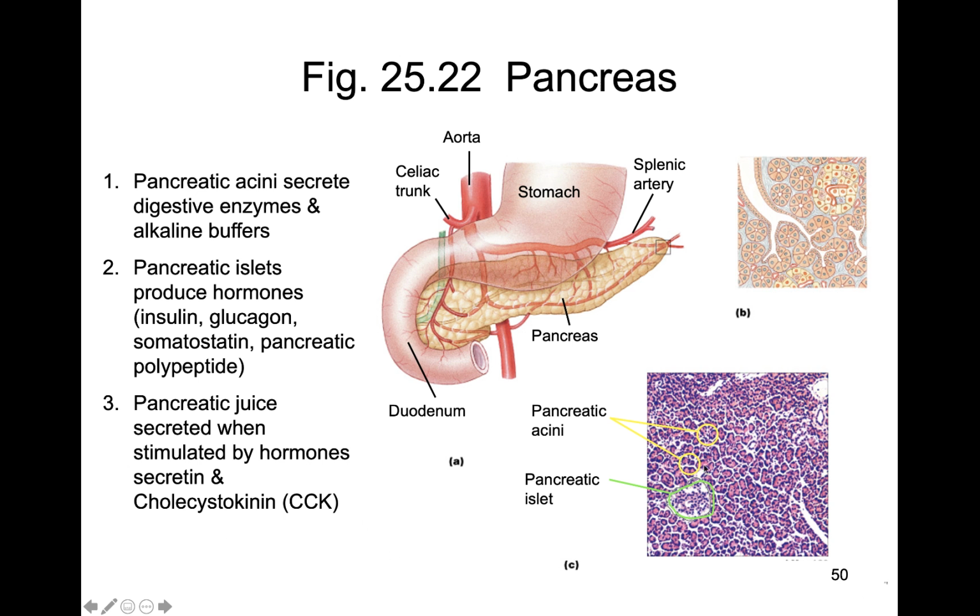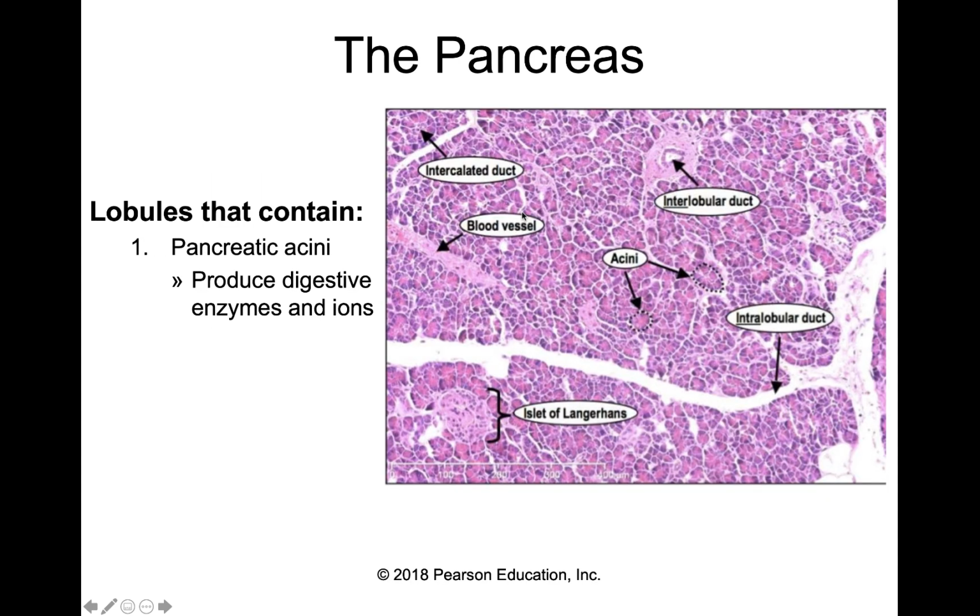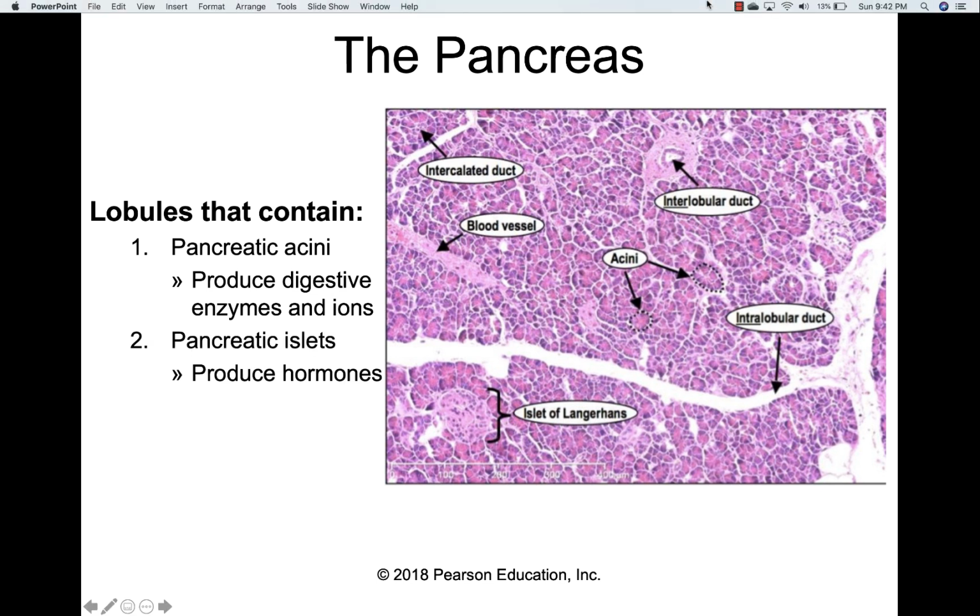So let's look at this picture. I'm going to have a zoomed-in version of that. This is what your pancreas looks like, kind of fits inside your small intestine like that, and stomach. So pancreatic acini are the cells that are outlined here. These are going to be the exocrine part of the pancreas, so they produce digestive enzymes and ions. And pancreatic islets are going to produce the hormones. So you have the islets of Langerhans, or pancreatic islets. So you have two names there.